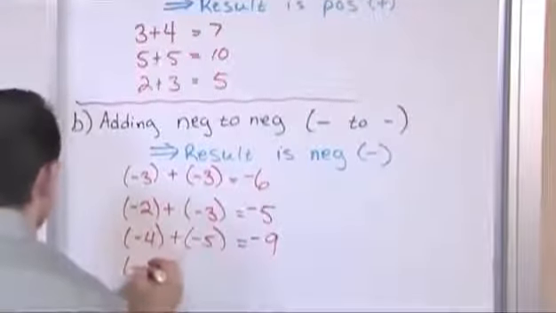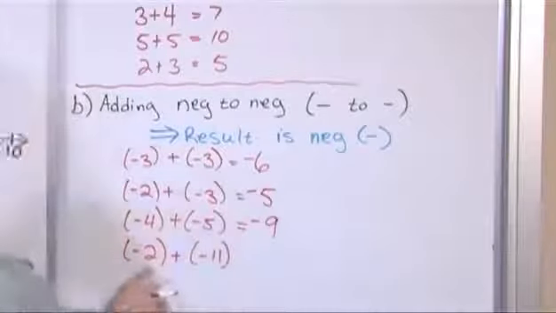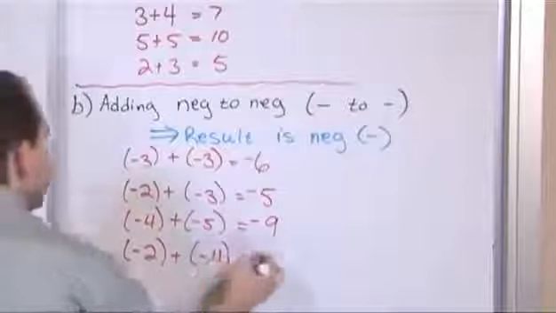And so one more, negative 2 plus negative 11. If I want to add them, I'm going to add the absolute values.